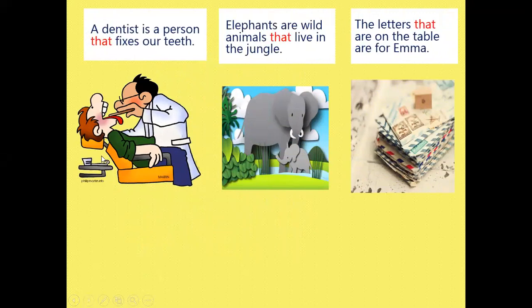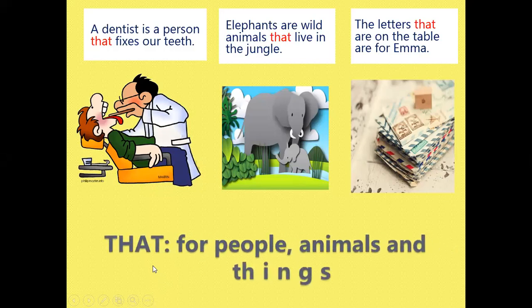Now, a dentist is a person that fixes our teeth. Elephants are wild animals that live in the jungle. The letters that are on the table are for Emma. So here we can use that for people, animals, and things. We can replace who and which with that.